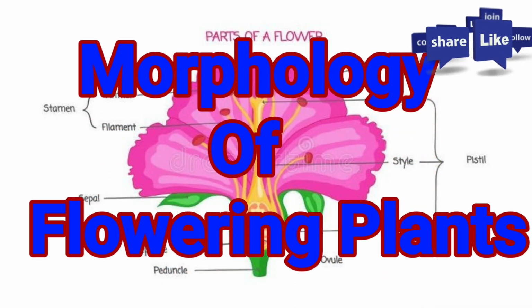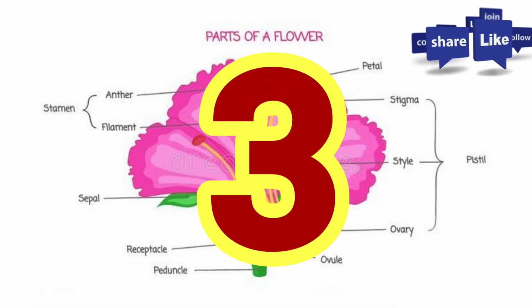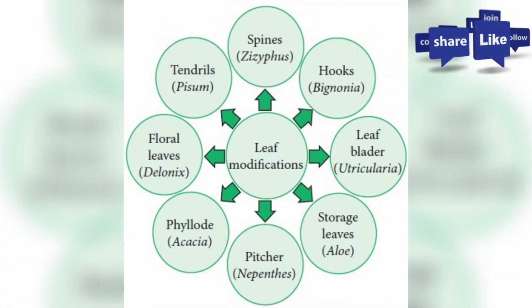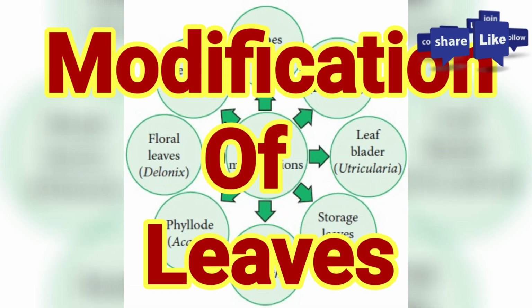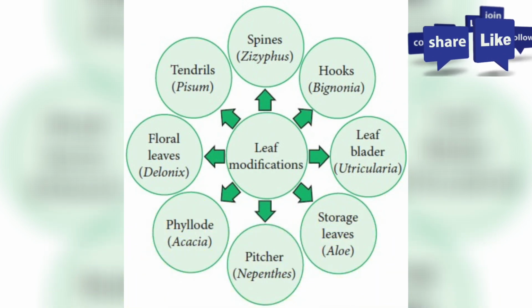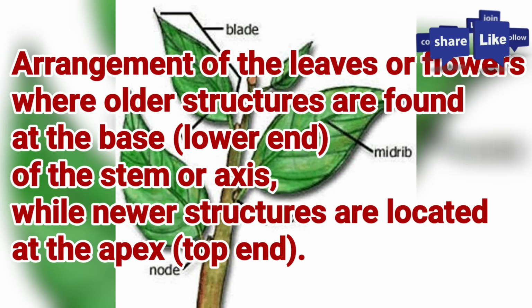Morphology of flowering plants. How are the root, stem and leaf modified? Modification of leaf in flowering plants. Leaves originate from the shoot apical meristem and are arranged in an acropetal manner.